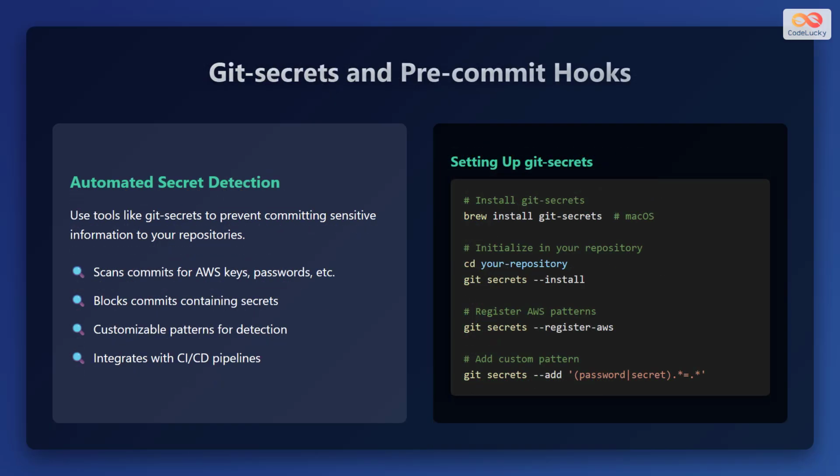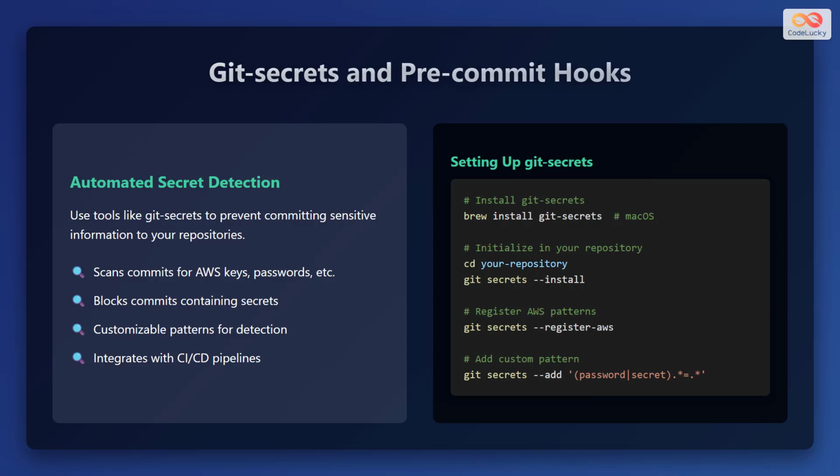Let's discuss Git-secrets and pre-commit hooks. Utilize tools like Git-secrets to prevent committing sensitive information to your repositories. These tools scan commits for Amazon Web Services, or AWS, keys, passwords, and other secrets, blocking commits that contain such information. Git-secrets offers customizable patterns for detection and integrates seamlessly with continuous integration and continuous delivery, or CI/CD pipelines.